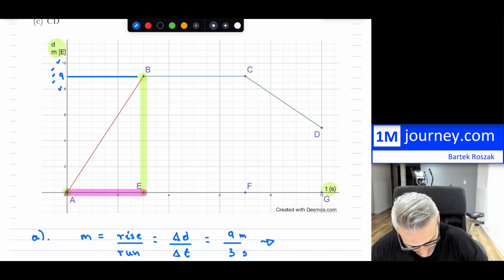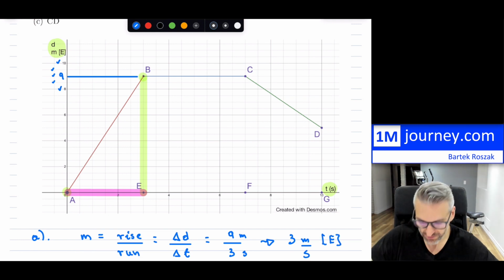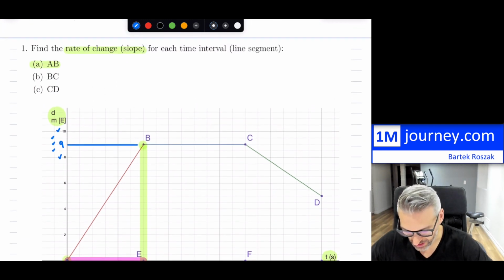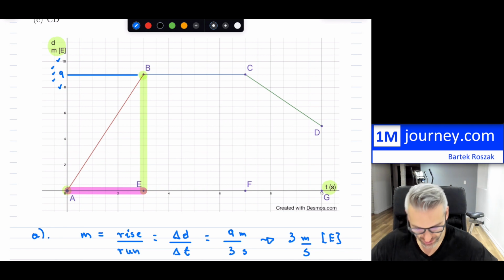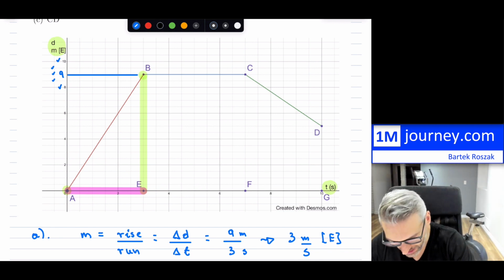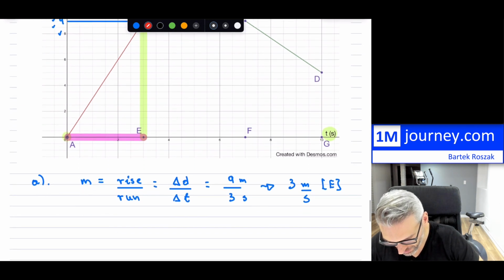So therefore, 9 over 3 is nothing else but just 3. So this would have been 3 meters per second. All right. And you can put the direction there, east. But if you're just thinking about the actual slope itself, there you have it. So that would have been 3, and then you have your attached unit. So let's take a look at another one. So that would have been B.